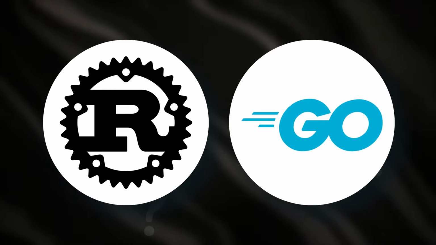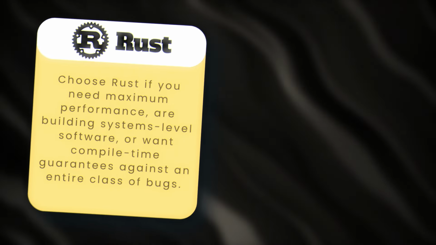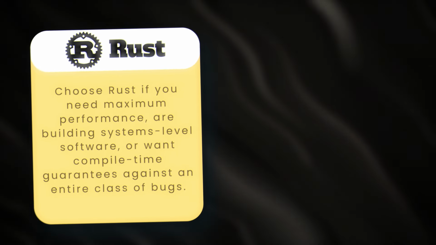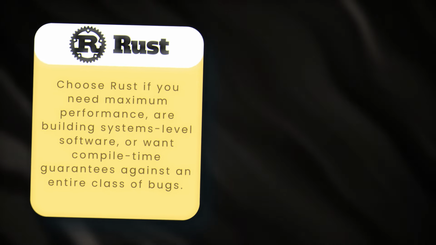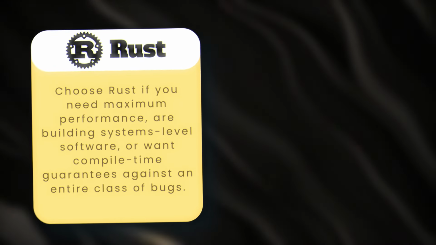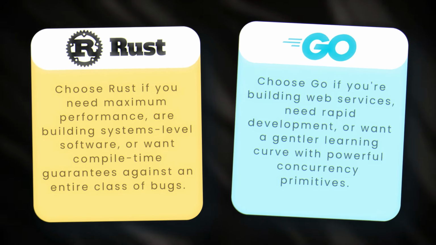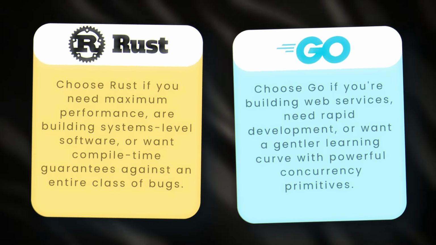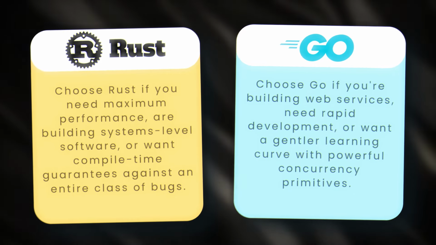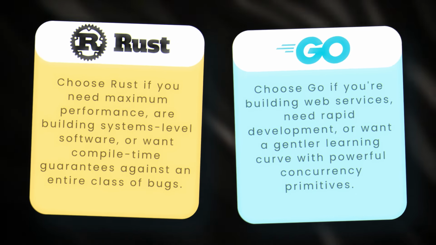So, which should you choose? Choose Rust if you need maximum performance, are building systems-level software, or want compile time guarantees against an entire class of bugs. Choose Go if you're building web services, need rapid development, or want a gentler learning curve with powerful concurrency primitives. But here's the real secret.